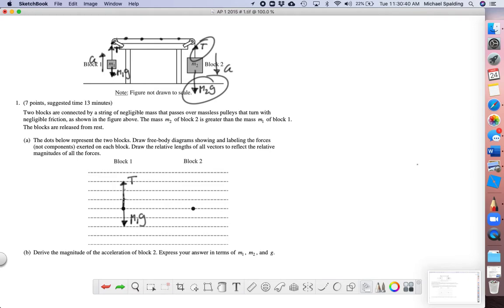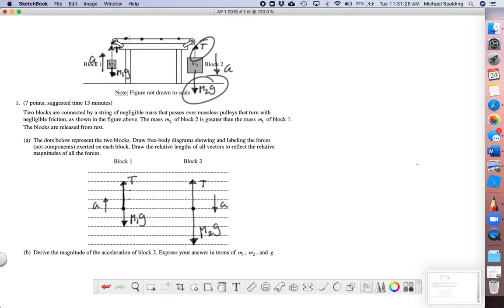So we drew this tension as 3 upward, right? 1, 2, 3. So we're going to draw this tension the exact same length. What this shows is that tension is the same. Now we need block 2 to accelerate downward, so we need to draw our downward force of gravity greater than the upward tension. So let's do this 4: 1, 2, 3, 4, something like that, and we'll label that M2G. That would give a downward acceleration for M2 and an upward acceleration for M1.